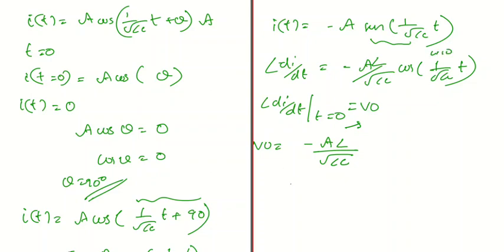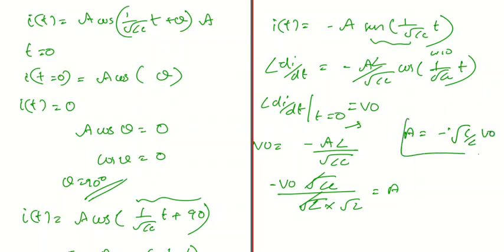From here I get A equal to minus, I am going to cross multiply it, I get V0 into root LC divided by L. That is our A. L is actually root L into root L, and that one root L cancels out, and we get A is equal to minus C by L V0.